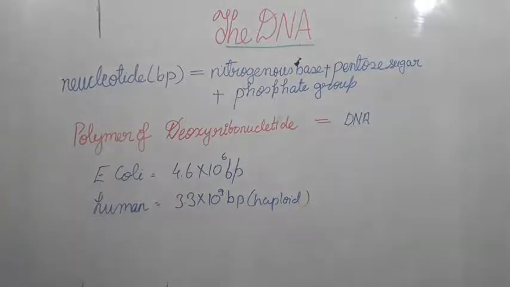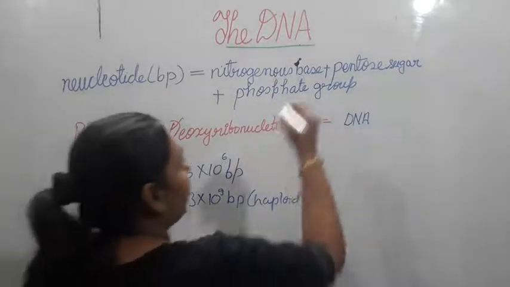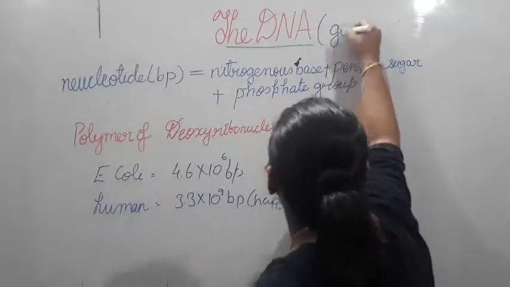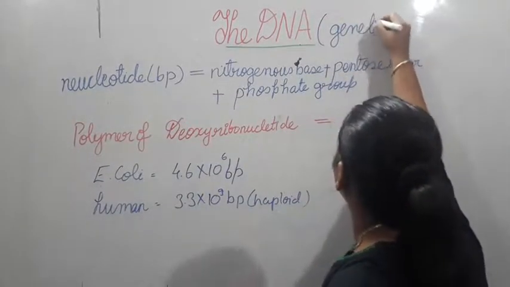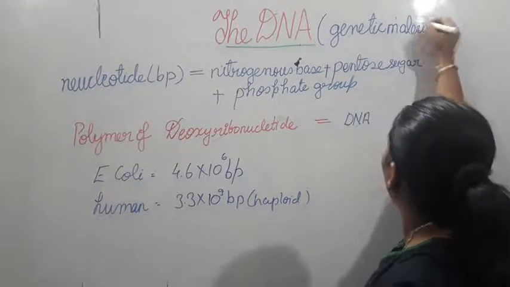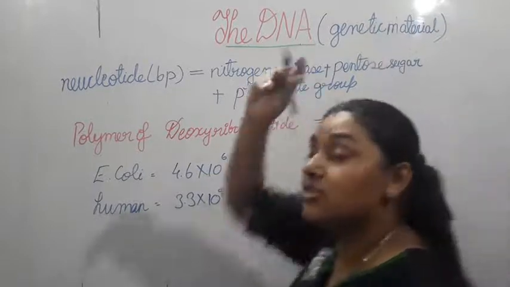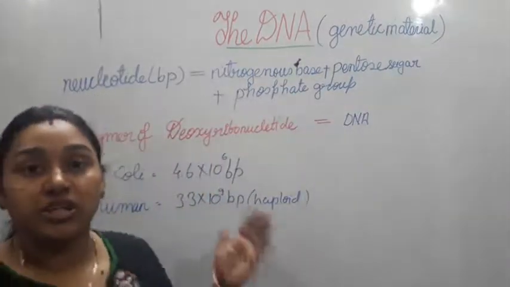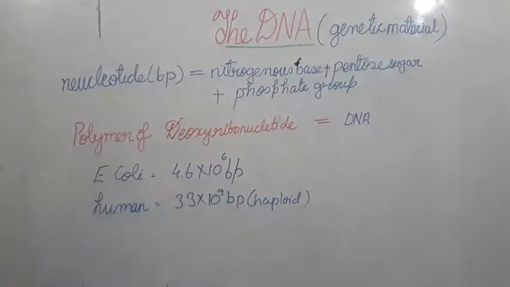If you look at what DNA actually is, you will come to know that DNA is a genetic material. Genetic material means a thing which transmits or transfers the characters from one generation to the other, that means from parents to the offspring. So that is the DNA.